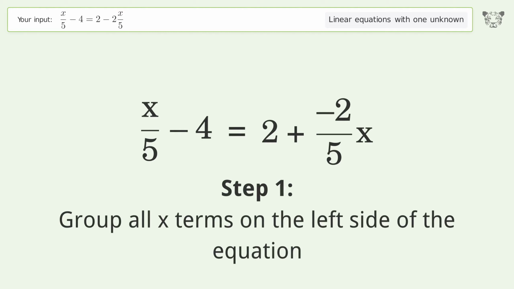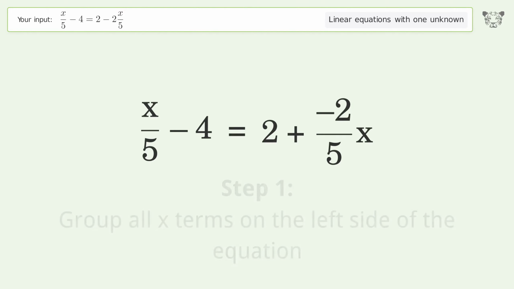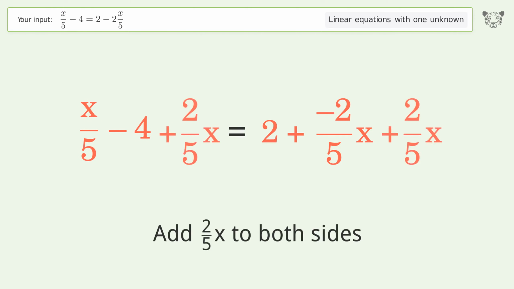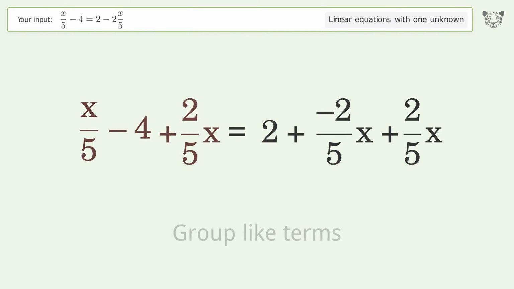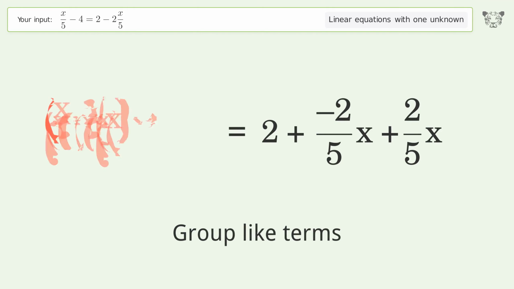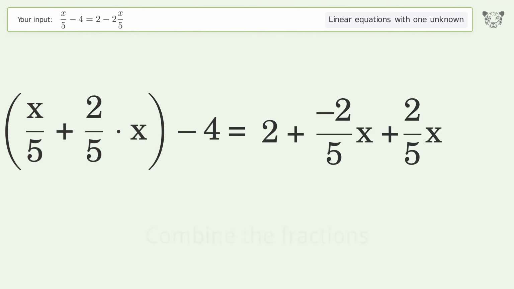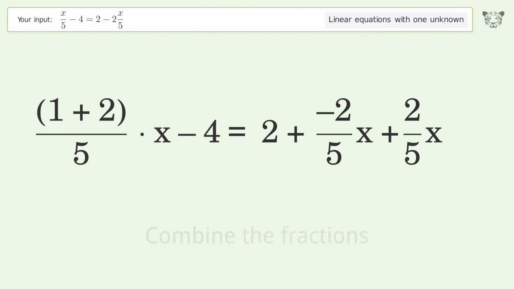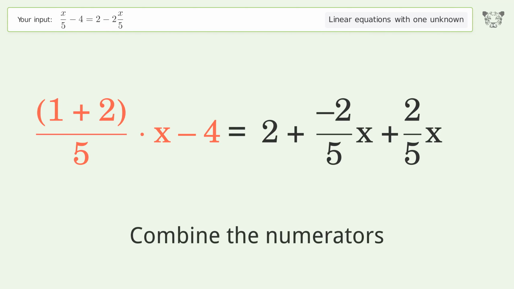Group all x terms on the left side of the equation. Add 2 over 5x to both sides. Group like terms. Combine the fractions. Combine the numerators.